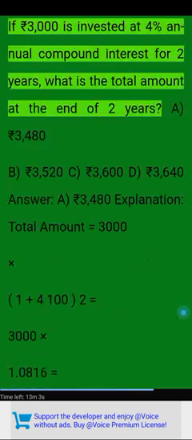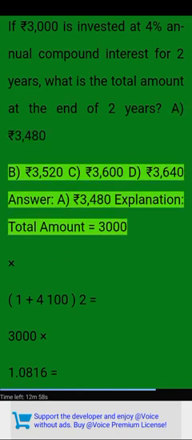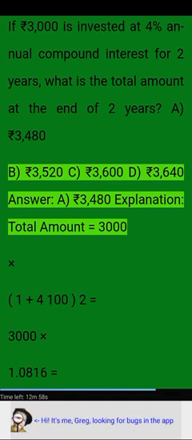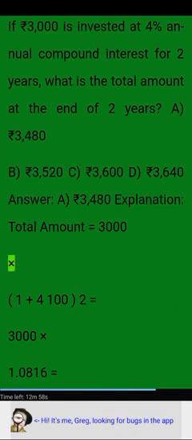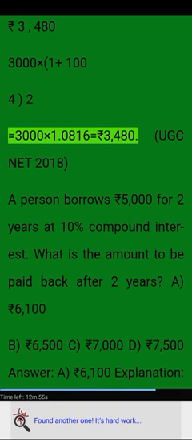UGC NET 2019. If 3,000 rupees is invested at 4% annual compound interest for 2 years, what is the total amount at the end of 2 years? A. 3,480 rupees. B. 3,520 rupees. C. 3,600 rupees. D. 3,640 rupees. Answer: A, 3,480 rupees. Explanation: total amount equals 3,000 times (1 plus 4 over 100) squared equals 3,000 times 1.0816 equals 3,480 rupees.